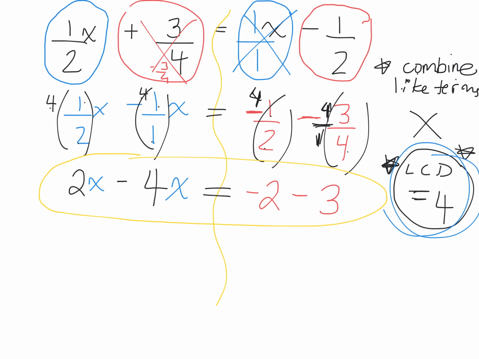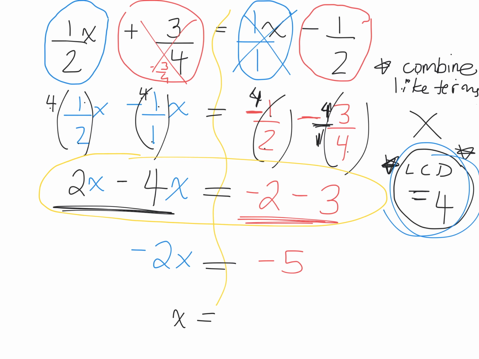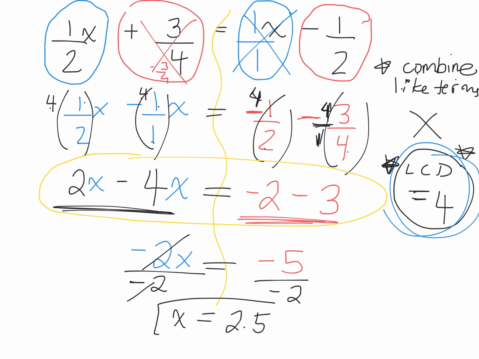Can we simplify 2x take away 4x? What's 2x take away 4x? Yes. Negative 2x. What is negative 2 take away 3? Negative 5. Final step to isolate x. Divide by negative 2, good. So I need to do on this side, divide by negative 2. And a negative divided by a negative makes a positive. 5 divided by 2 is x equals 2.5.